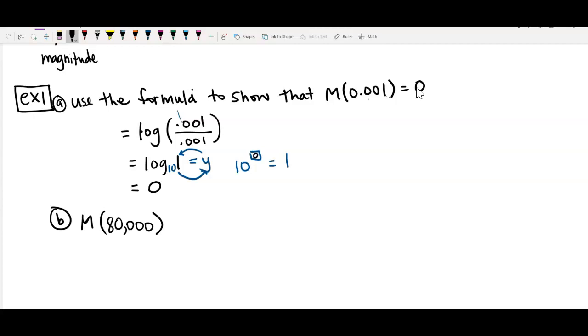So magnitude of 80,000. This is kind of crazy. Well, we're going to put that 80,000 in place of x. So we'll have log of 80,000 divided by 0.001. So let's go ahead and divide those out inside there. What's 80,000 divided by 0.001?